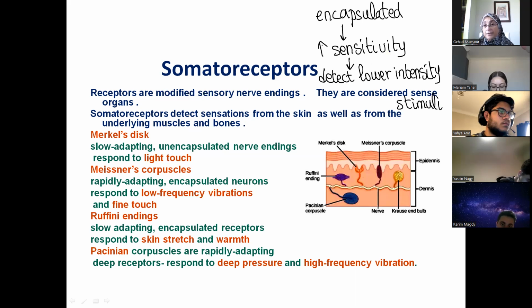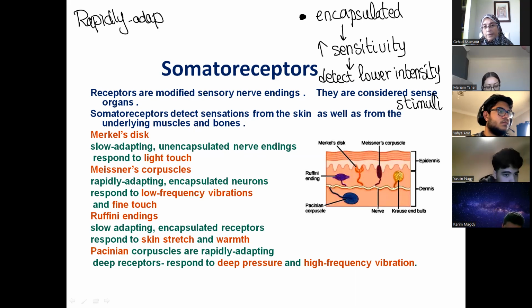This is an entity that is separate from another entity, which is the adaptation. When I say rapidly adapting, for example, define only one of them. Rapidly adapting is related to the duration of detection of the stimuli, with the duration of sending impulses to the central nervous system.